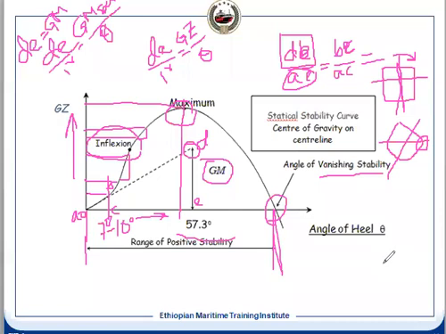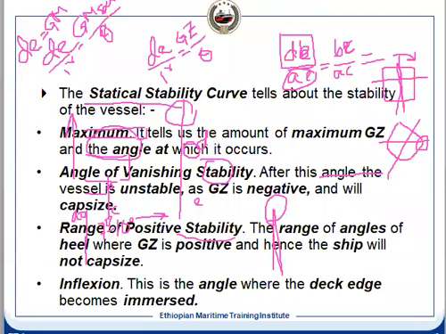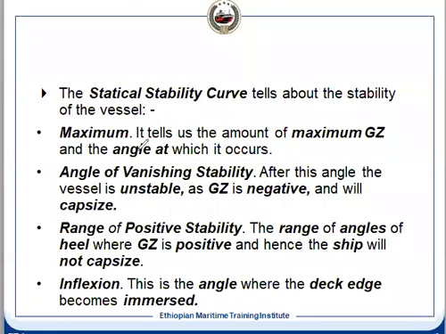So these are the information we get from the statical stability curve. Is it clear, everybody? The information you get from the statical stability curve? Yes, sir. Okay, so then this is the next slide. Actually, it is the same thing we have: maximum GZ we can find out, angle of vanishing stability we have seen, range of positive stability we have seen, and the inflection point. So this is the information we do get.